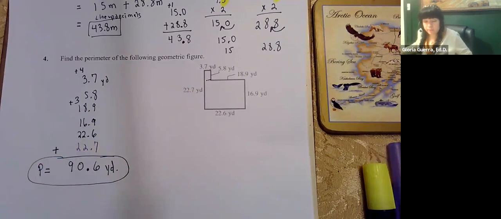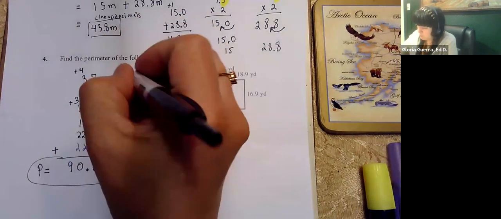Now, I'm going to also ask this question. I'm going to read it first and then I'll write it down. What's the cost of putting trim around this figure if it costs $6.50 per yard? Okay, let me write that down.